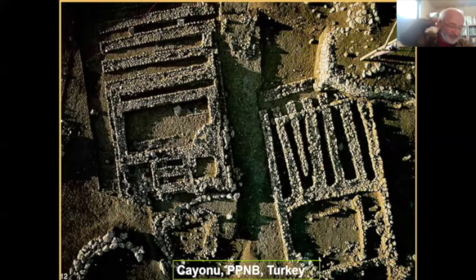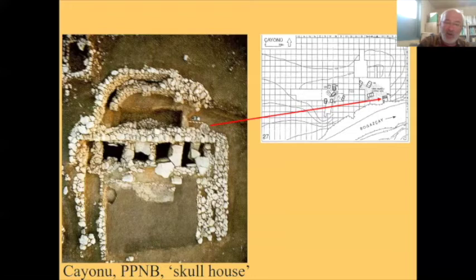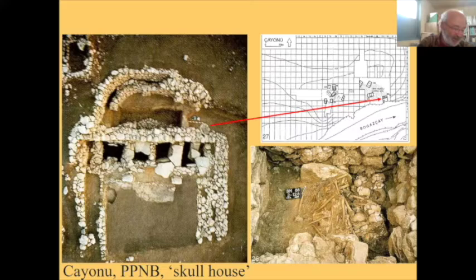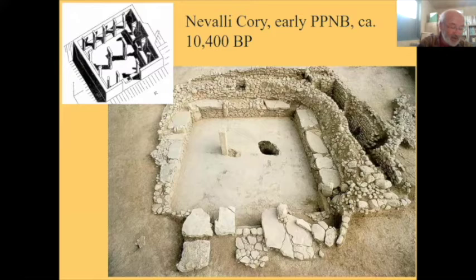And there are also public buildings like the Çayönü skull house that you can see here, with the many bones of over 500 buried people in this structure. Of course, there is a new... and you can see that also in the temples of Nevali Çori, which is a public building. This is the early Pre-Pottery Neolithic B. Of course, there is a new economy, because this is the first time we have domesticates found in the archaeological record.